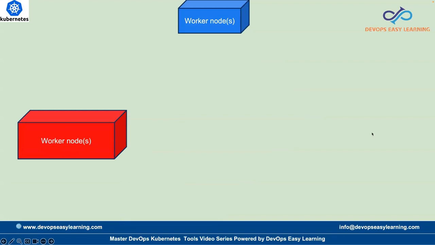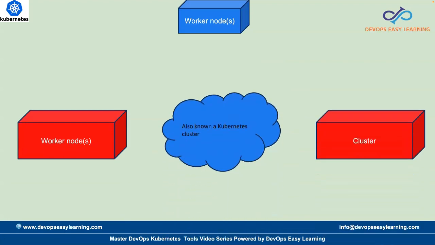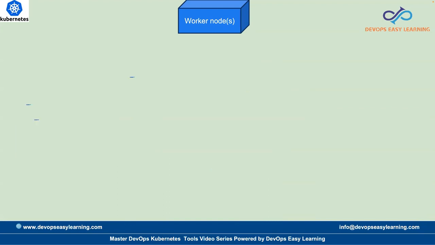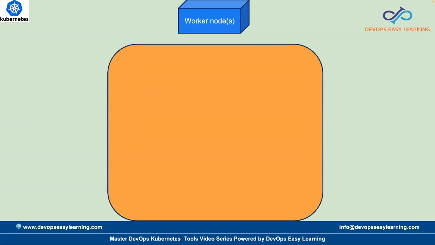Now, the cluster is also called a worker node, right? So people might say worker node, people might say cluster. It means the same thing. It's also known like that. So you might hear people out there say Kubernetes cluster, and you might hear people say Kubernetes node. But at the end of the day, all this means the same thing. So let's deep dive into this, a cluster or a worker node.